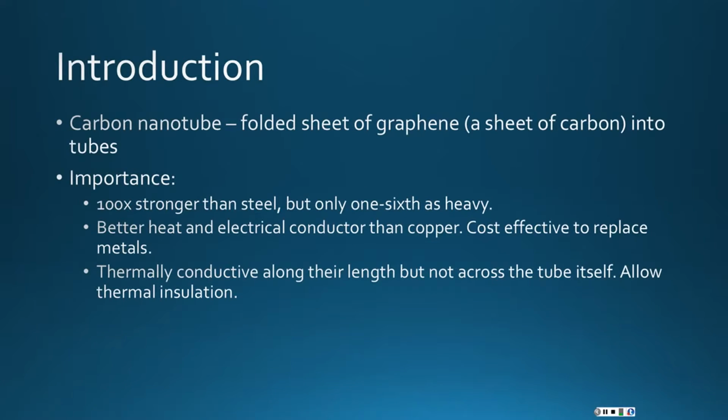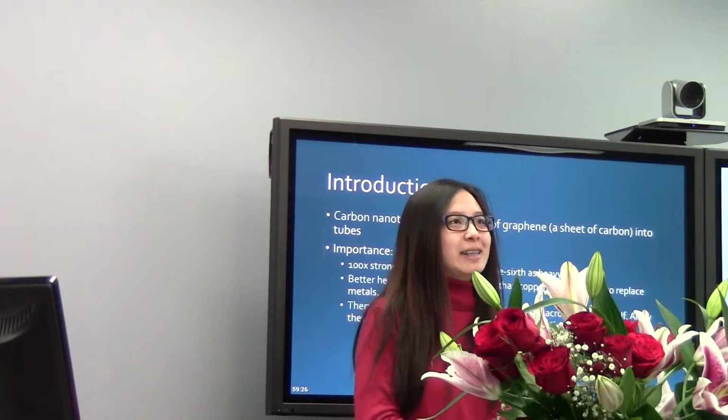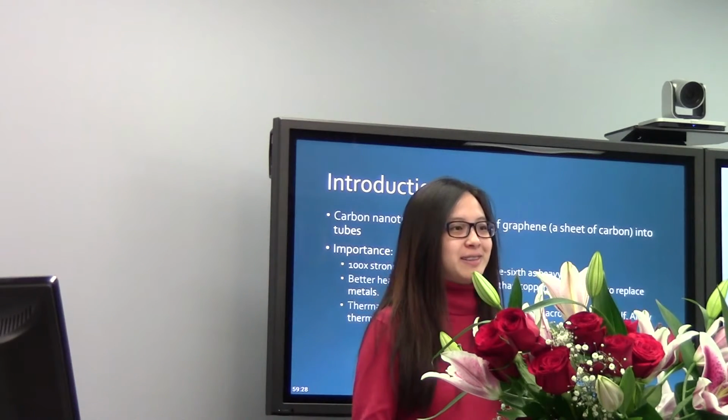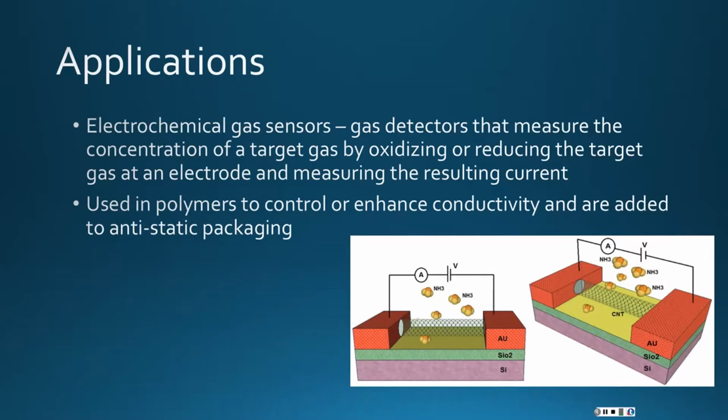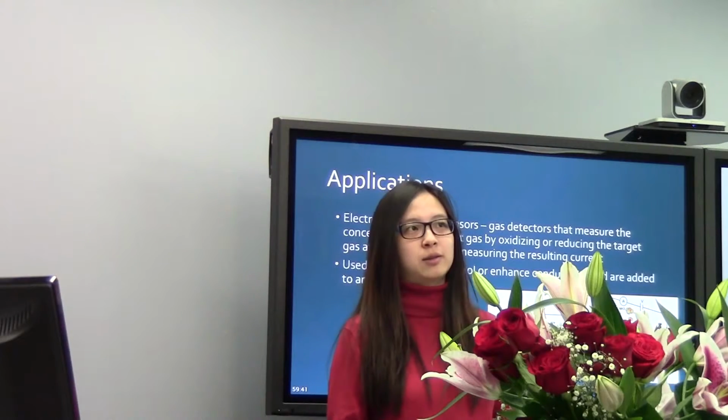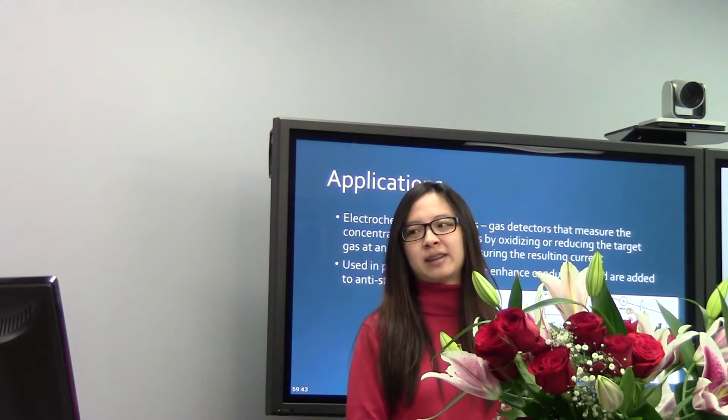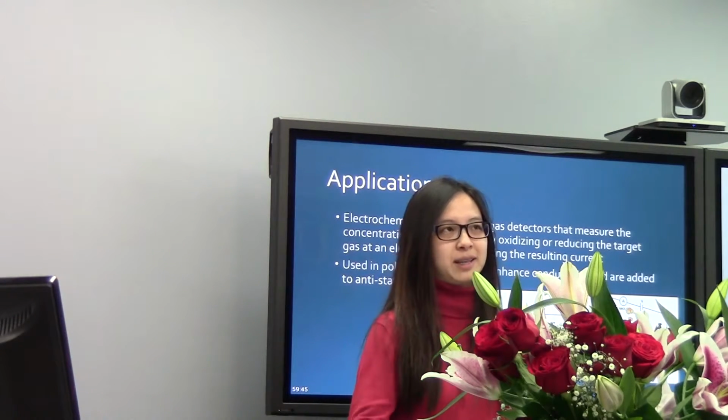A carbon nanotube is a folded sheet of graphene, a sheet of carbon. Some of the applications include electrochemical gas sensors, and they are also used in polymers to control and enhance conductivity. They are added to anti-static packaging.